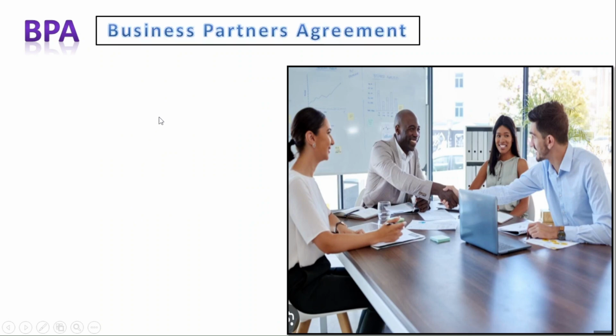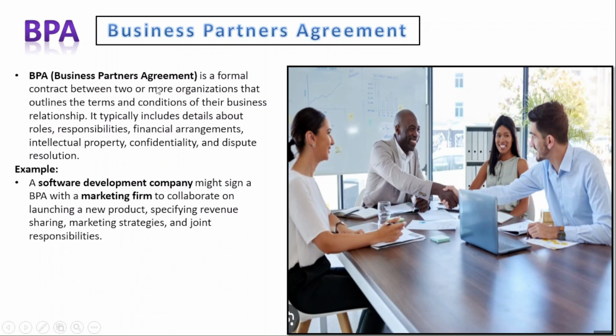BPA, that is Business Partner Agreement. So BPA, Business Partners Agreement, is a formal contract between two or more organizations that outlines the terms and conditions of their business relationship. It typically includes details and roles, responsibilities, financial agreements, intellectual property, confidentiality, and dispute resolution.